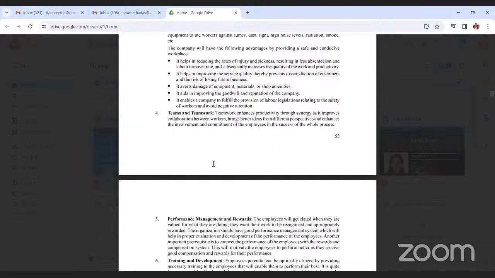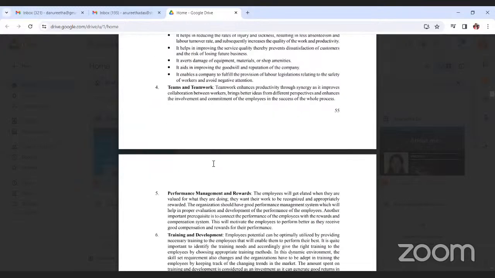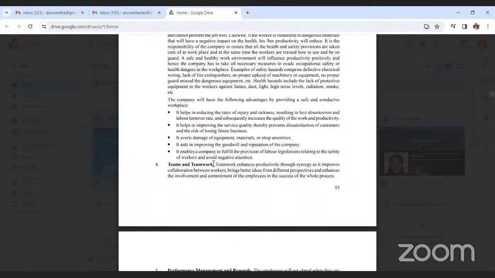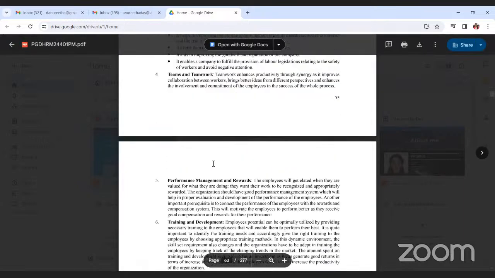So, teams and teamwork towards enhancing productivity through synergy, as it improves collaboration between workers, brings better ideas from different perspectives, and enhances the involvement and commitment of the employees in the success of the whole process. So, apart from now, what you know about productivity is you have to increase on the incentives, you have to increase on the bonuses, you have to ensure that there is a lot of health and safety.